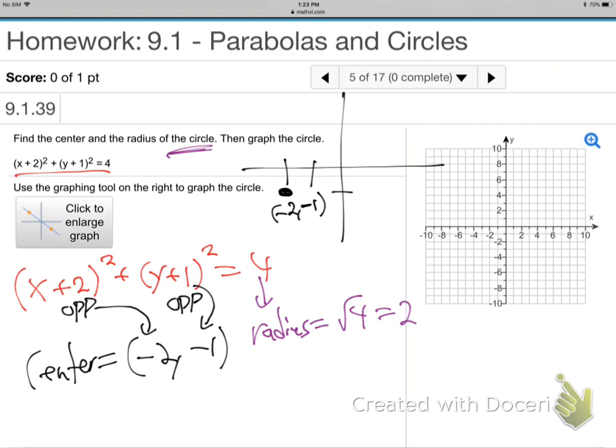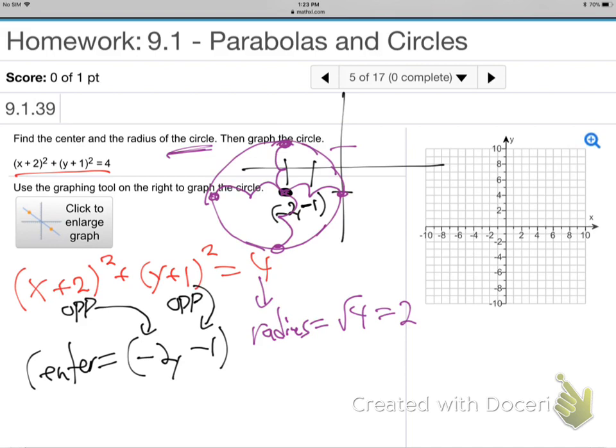There's the center. And then from that center, you go 2, because that's how far from the center to the edge: up 2, down 2, right 2, left 2, and you hit the edge. So if I'm here in the center, I'm going to go up 1, 2, dot. To the right, 1, 2, dot. To the left, 1, 2, dot. Down, 1, 2, dot. And make your circle. And that's it, we're done.